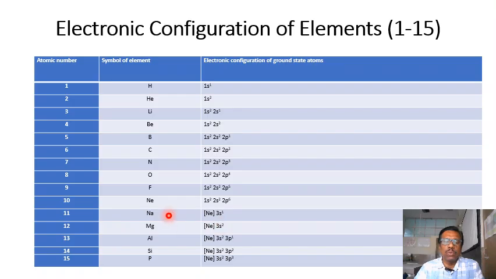After neon, you can notice that sodium is written as neon 3s1. We have made the lengthy electronic configuration shorter by taking the neon electronic configuration. Before sodium, neon is the noble gas electronic configuration. After neon, the electronic configuration of sodium will be continued. By this method, we can shorten the electronic configuration.